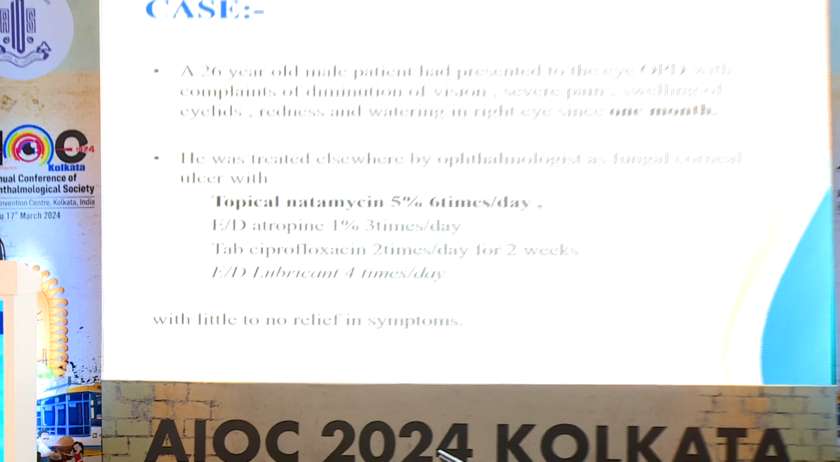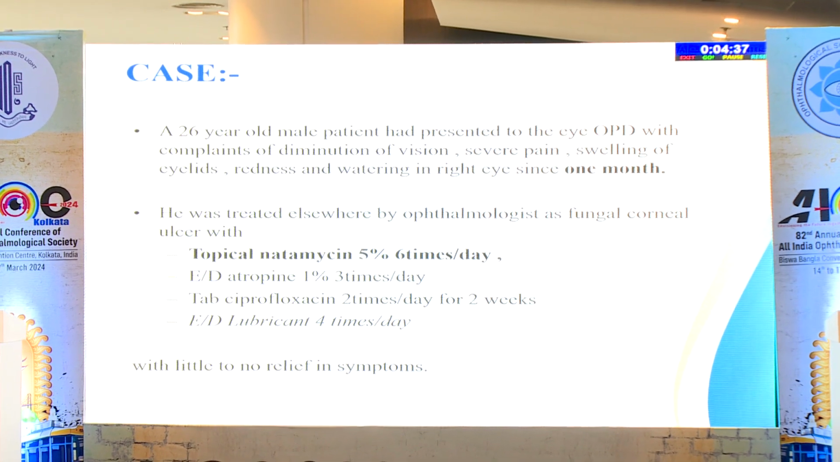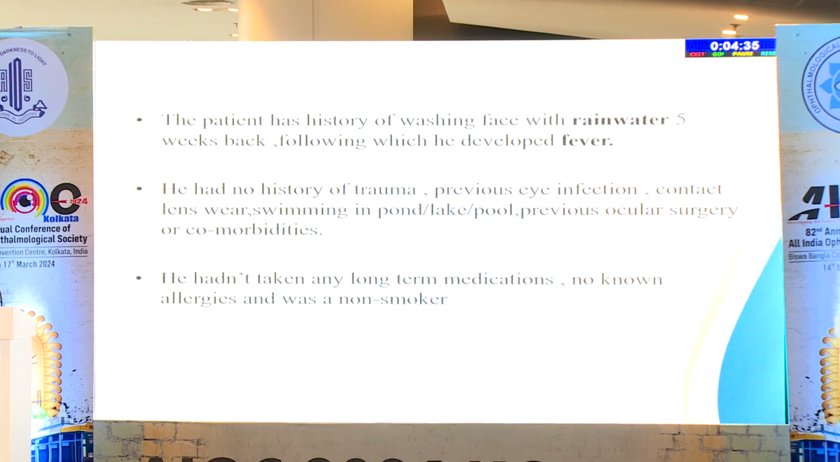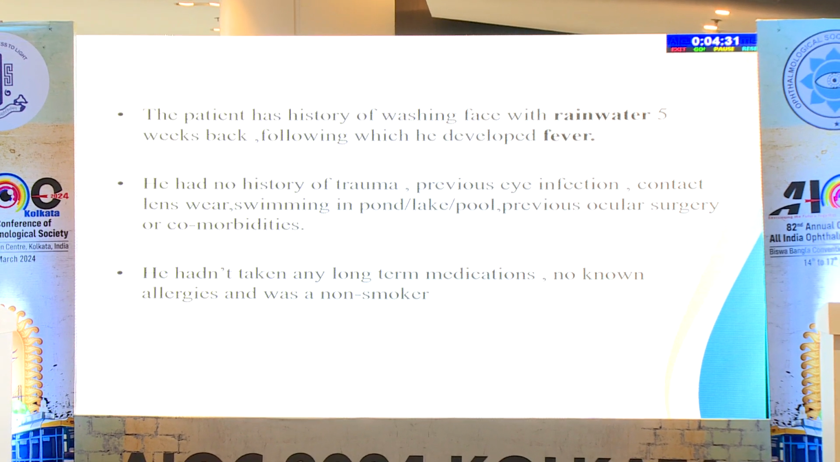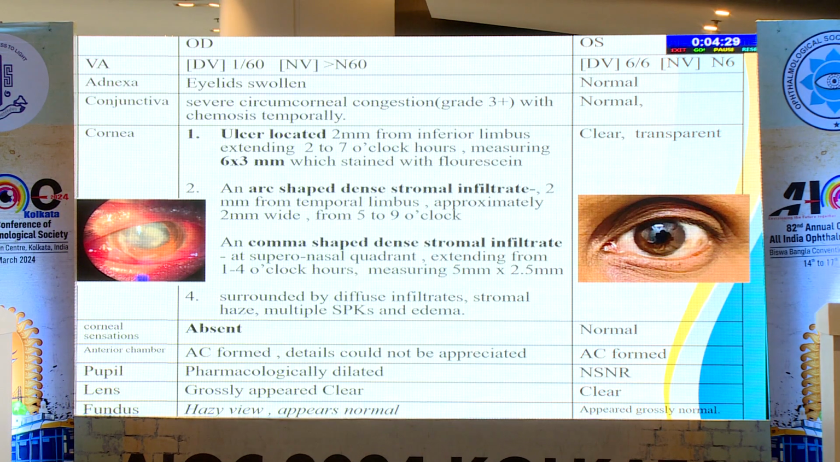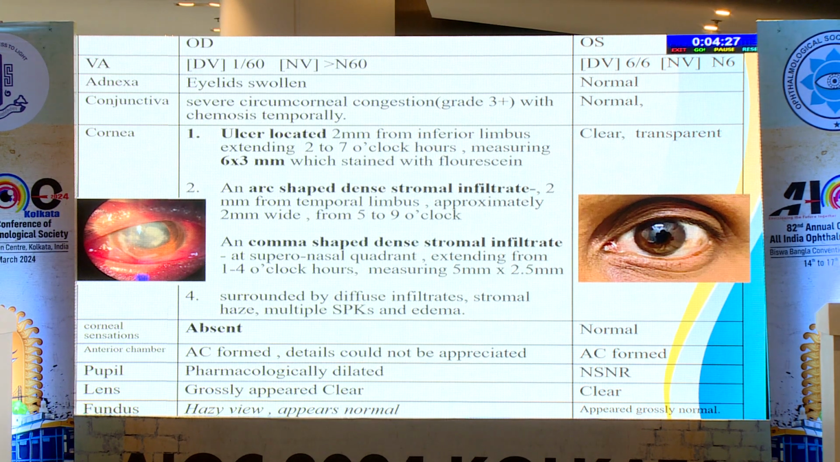He was treated elsewhere by ophthalmologists as fungal corneal ulcer with topical natamycin 5% 6 times per day with little to no relief in symptoms. The patient had history of washing face with rainwater 5 weeks back, following which he had developed fever, and there was no other significant history. On examination, the visual acuity in right eye was 1/60, near vision worse than N60, eyelids were swollen, there was severe circumcorneal congestion with chemosis temporally.